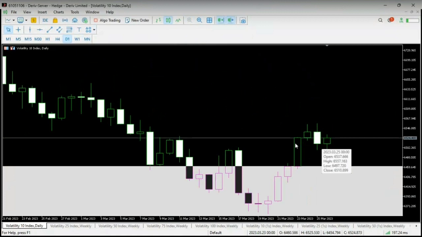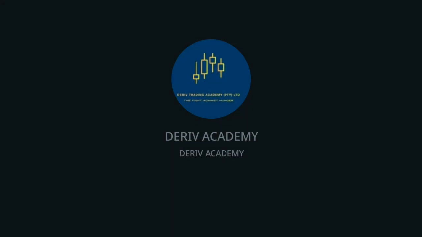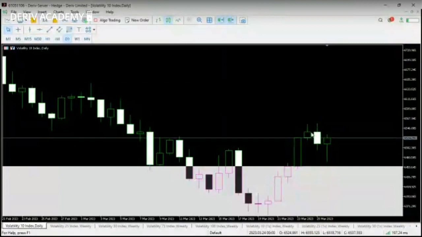So analyzing this, as you can see right there, this is our previous candlestick on our daily time frame. What do you see there? What can you say about this candlestick? And always remember, what are we expecting on Volatility 10 Index this week?